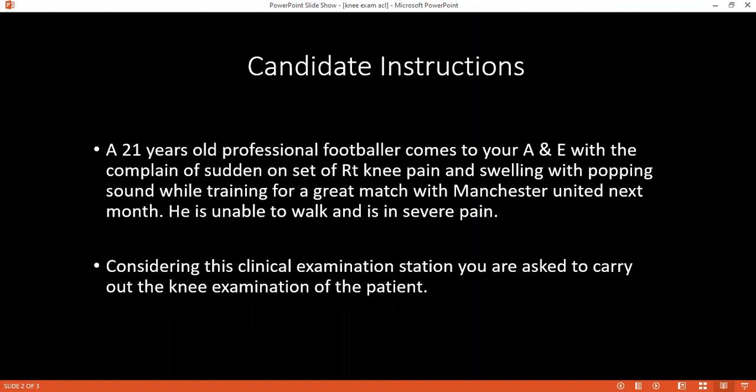I'll tell him to flex as much as possible. I expect him to flex as much as 120 degrees. Then I'll also tell him to extend the knee fully. Then I would offer assistance to carry out passive movements to assess the range of movement and also watch out for any crepitus and stiffness of the joints. I'll do this starting with the left knee and end with the right knee.